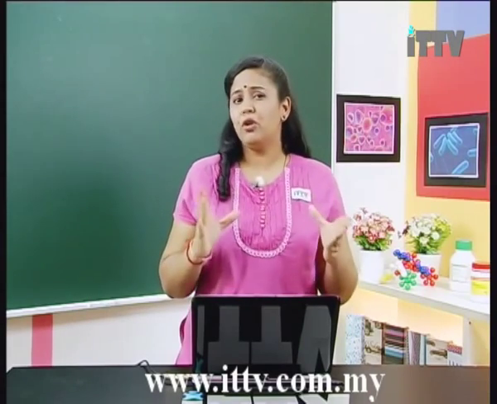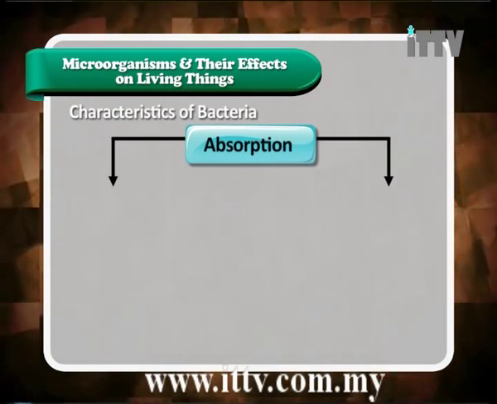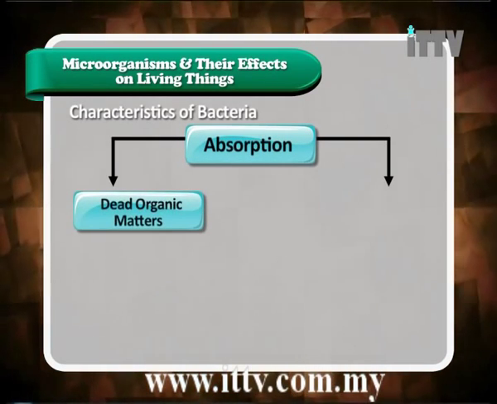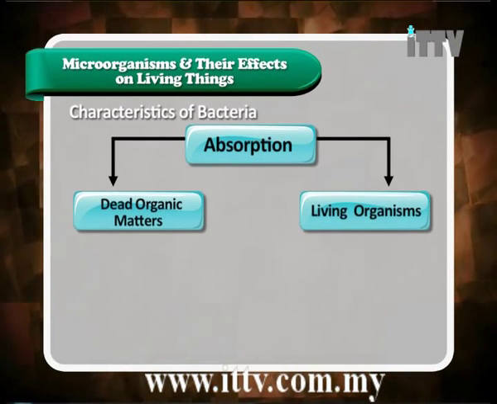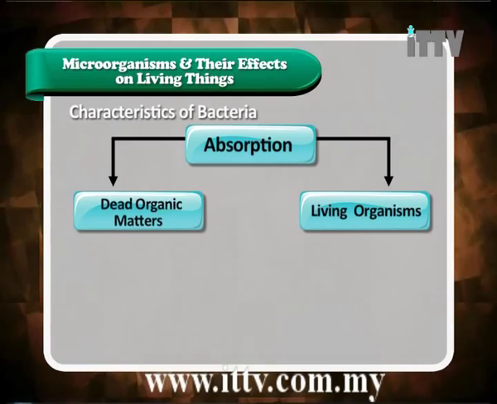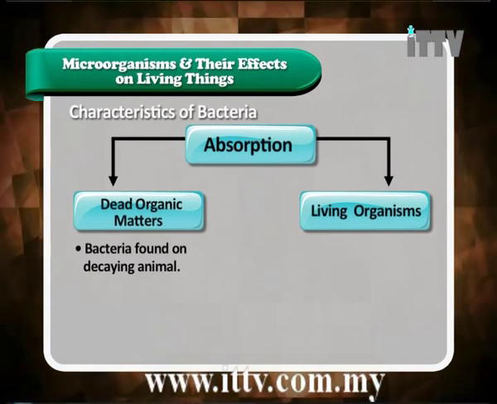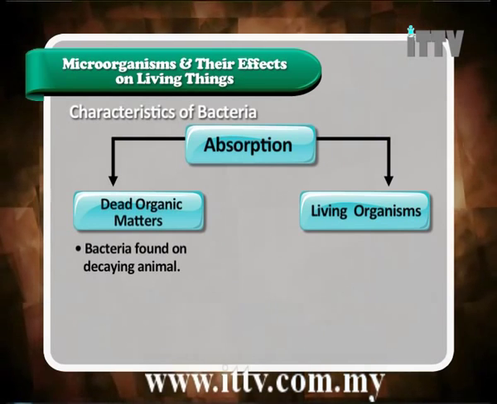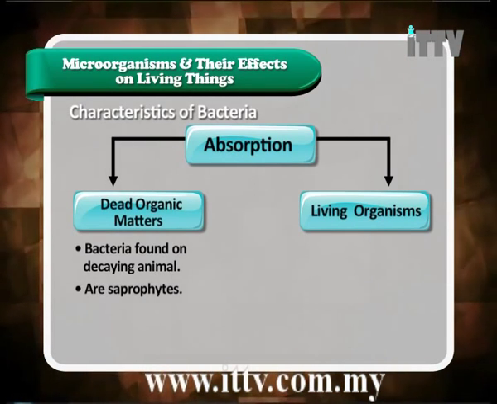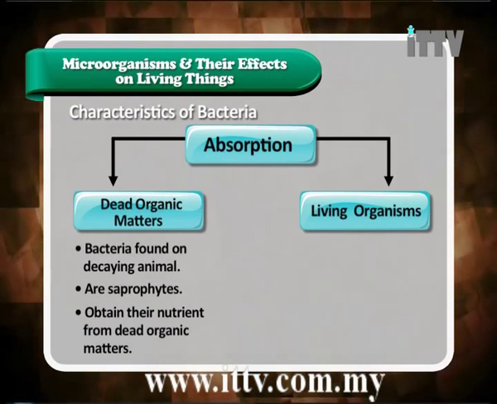But how about bacteria that absorb nutrients? They don't have this chlorophyll. What are they called? Some bacteria absorb nutrients from dead organic matter and living organisms. An example of absorption through dead organic matter is the bacteria found on decaying animal carcasses. These bacteria are saprophytes because they obtain their nutrients from dead organic matter.